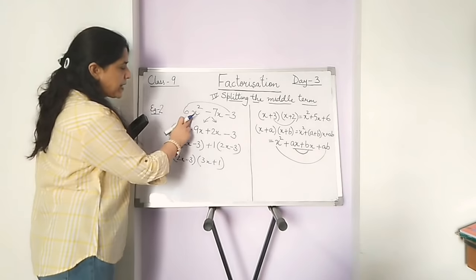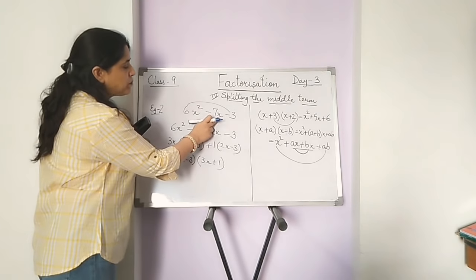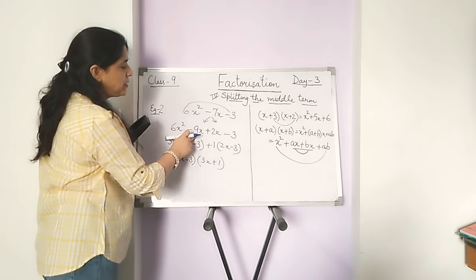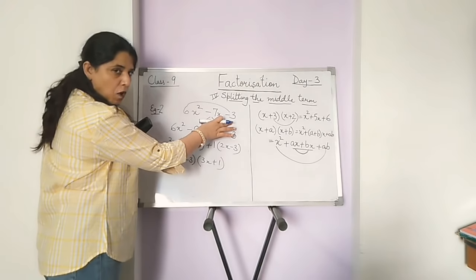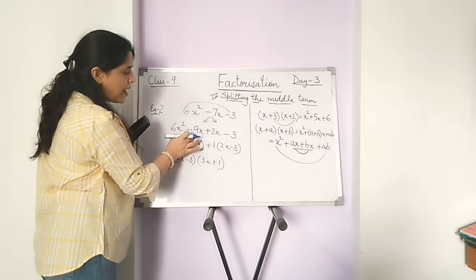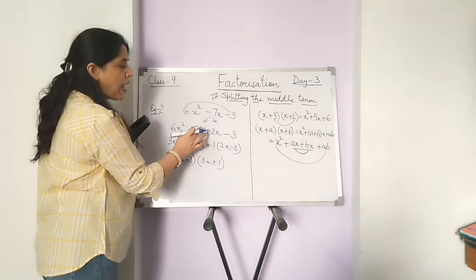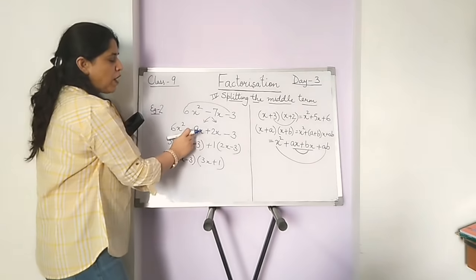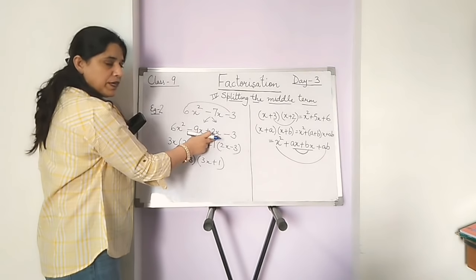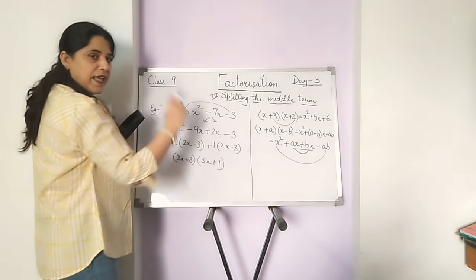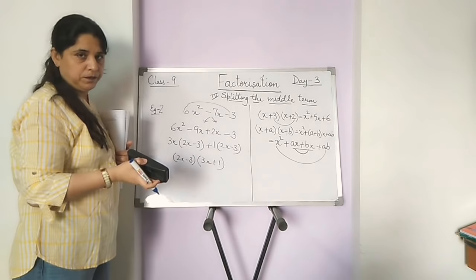Okay? 6x squared, what have we done? We have split the minus 7x into two parts. It was a trinomial, and we have changed it by splitting the middle term, and now there are 4 terms. How we are splitting is very, very important. We have to see that the terms which you are splitting, their product should be equal to the product of the first and the last terms.